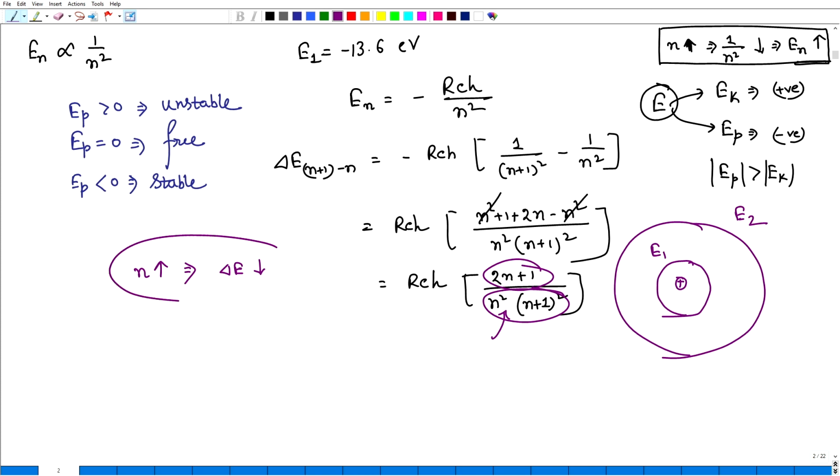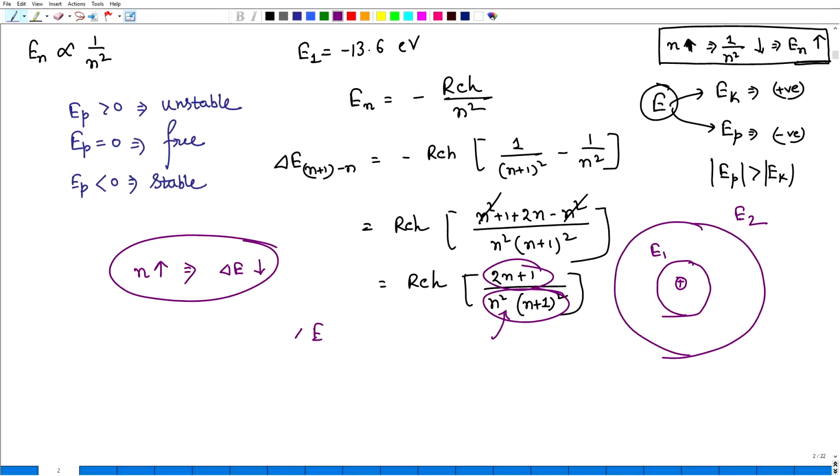So delta E will decrease while increasing n, that means the energy gap between successive energy levels will decrease when n is increased. That means the delta E between 2 and 1, that means energy levels 2 and 1, should be greater than between 3 and 2. Okay, so let me stop here in this part.